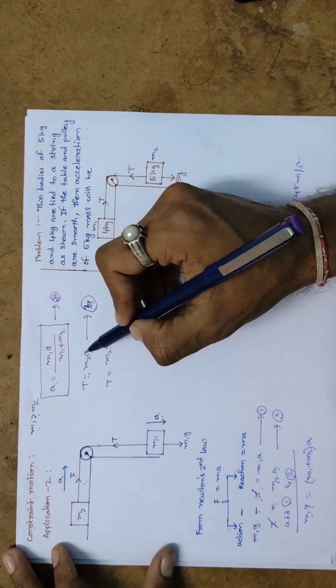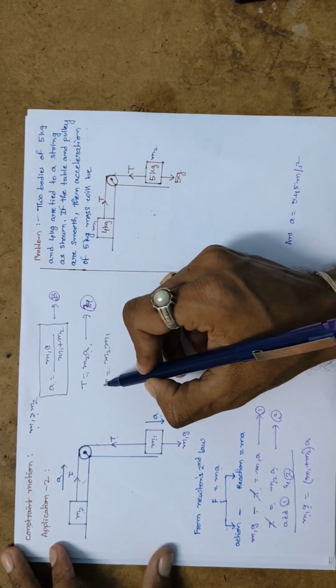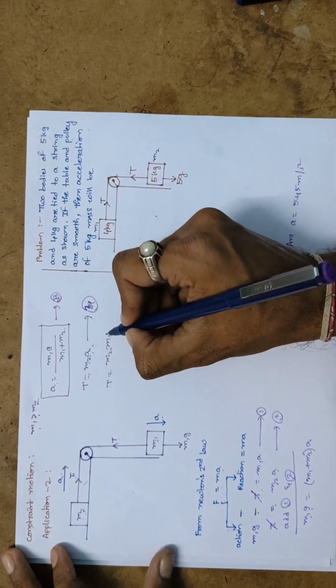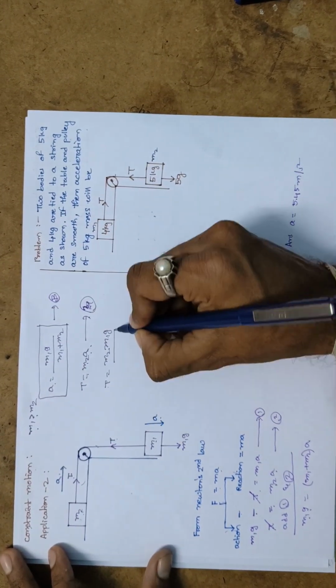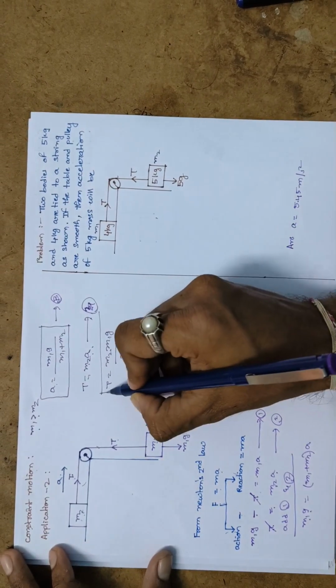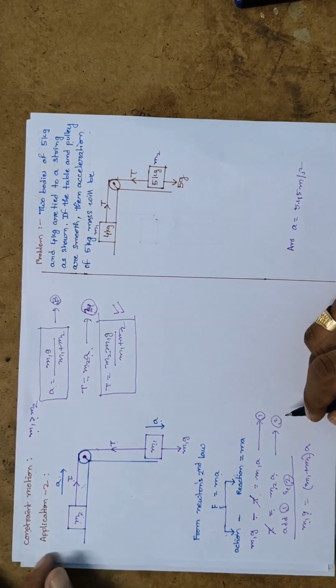Look here, the acceleration formula you know, so directly you can substitute here. So T is equal to M2 into M1G by M1 plus M2. Okay, so this is the tension formula.